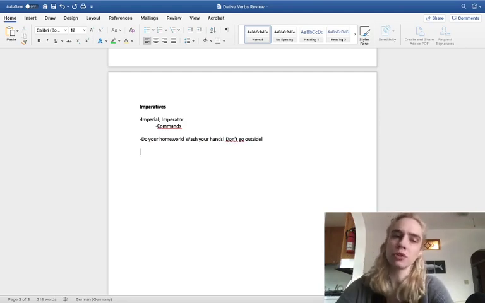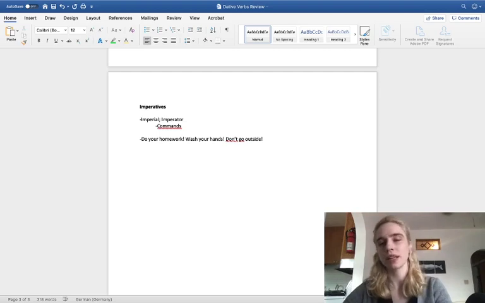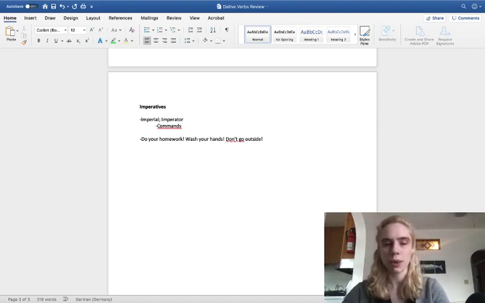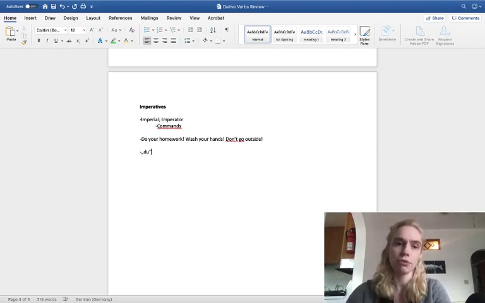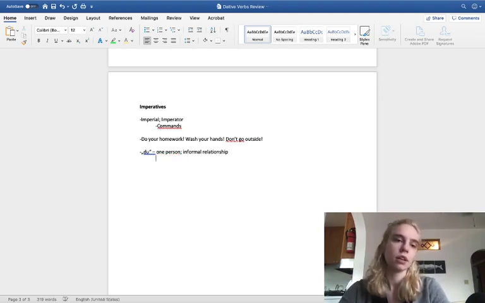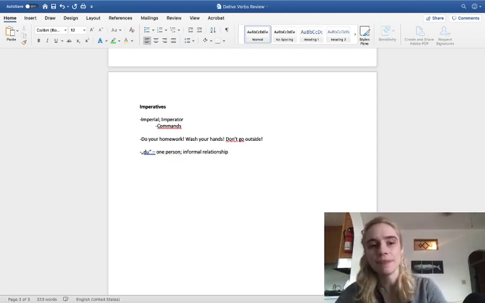So in German, the structure of these is basically going to be the same for all of them. However, there are some small differences based on who you're issuing the order to. So we've got a few options. We can issue the order to a du, like a du would be one person, informal relationship. This one is pretty common.